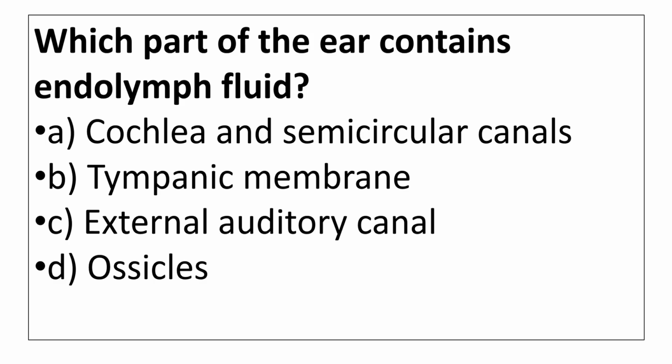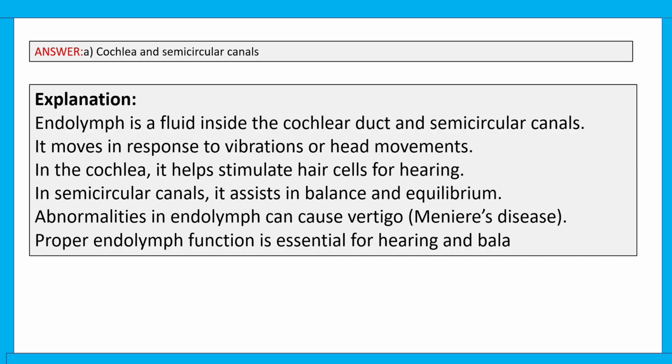Which part of the ear contains endolymph fluid? Option A, cochlea and semicircular canals. Option B, tympanic membrane. Option C, external auditory canal. Option D, ossicles. The right answer is cochlea and semicircular canals.